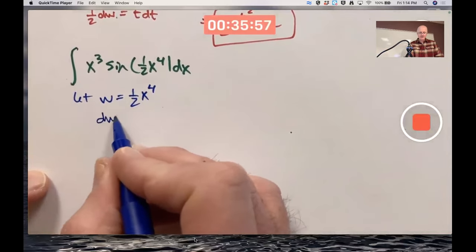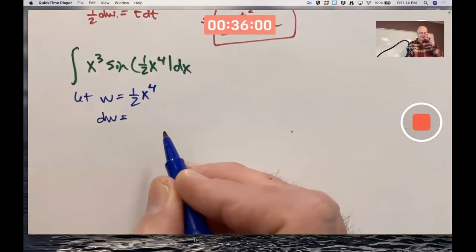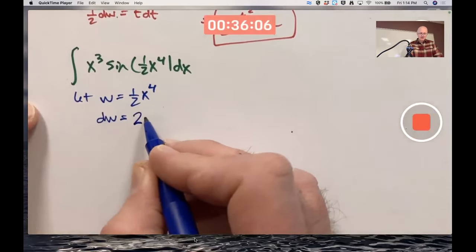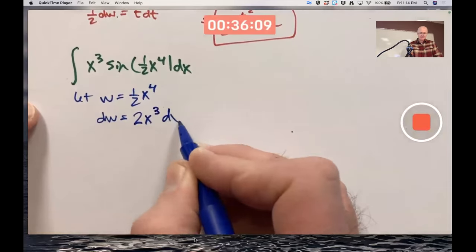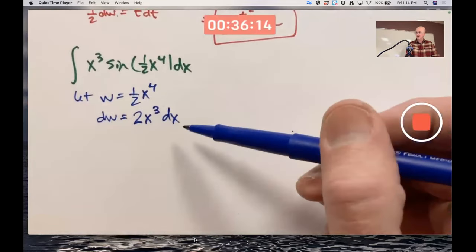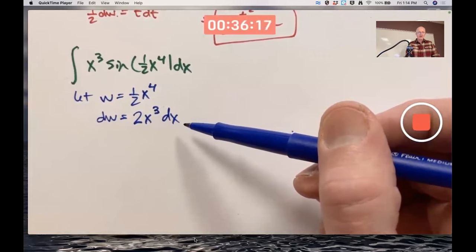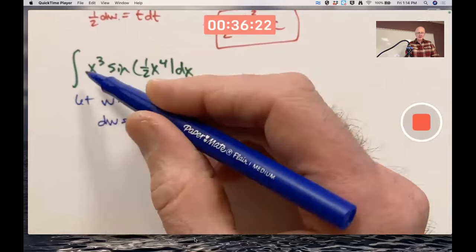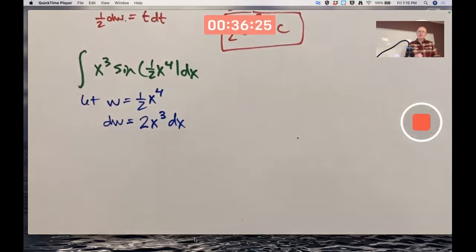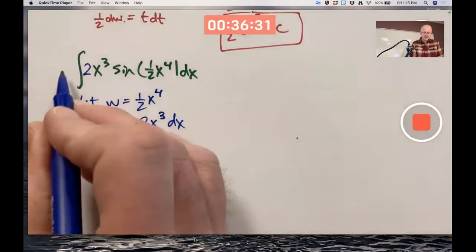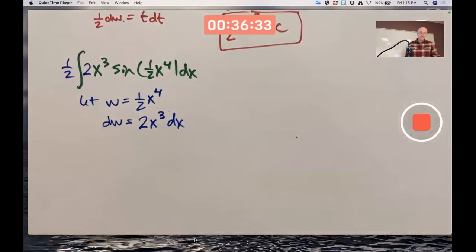Find the derivative. Pretend to multiply both sides by dx. dw will be, bring the 4 down. 4 times 1/2 is 2. Subtract 1 from the exponent. Don't forget your dx. Okay, the dx is not here. It's here. And like the last example, we could try to solve for x cubed dx by dividing both sides by 2. Alternatively, you could put a 2 in here and compensate by multiplying by a half out front. Either way is okay.